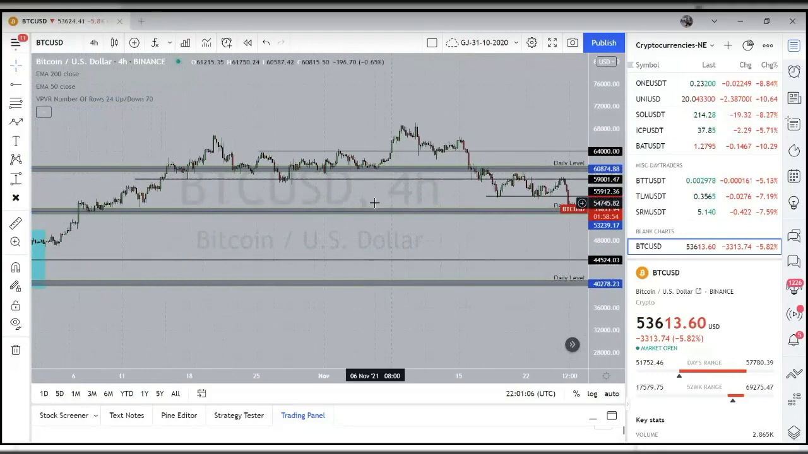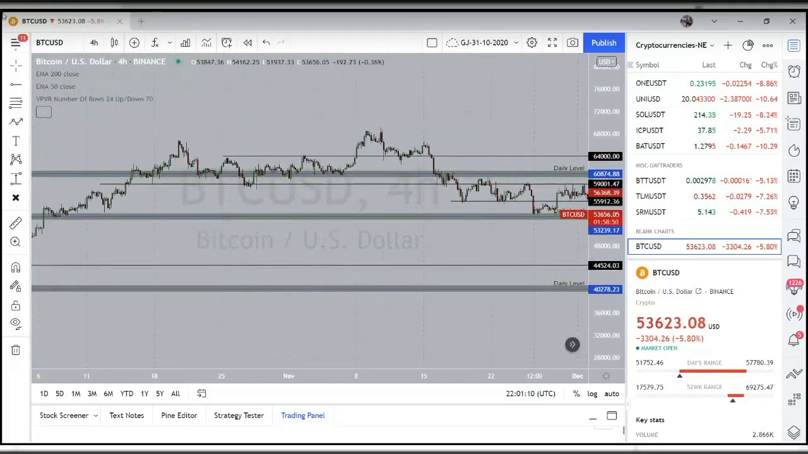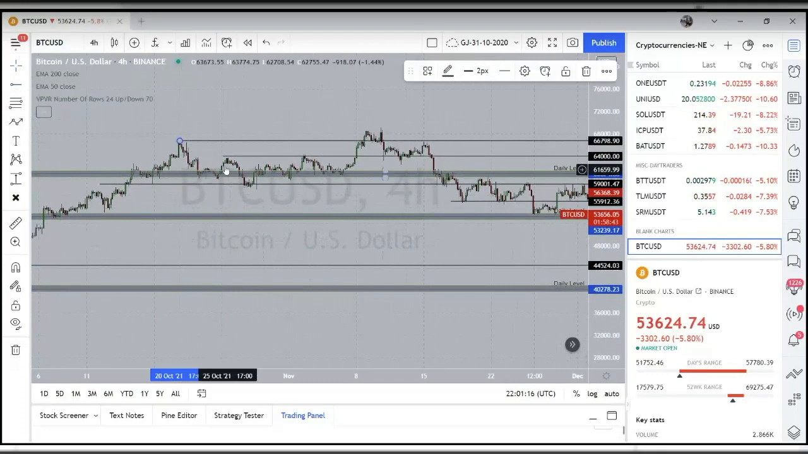This market structure here is a little bit harder to demonstrate, but what you can see here is we had this high made, the market returned to around 60k, made a new high, came back down low, and then we got a change of structure. Where did we get the change of structure?